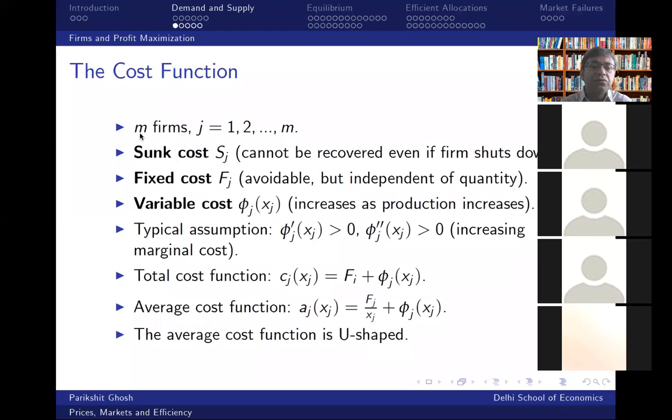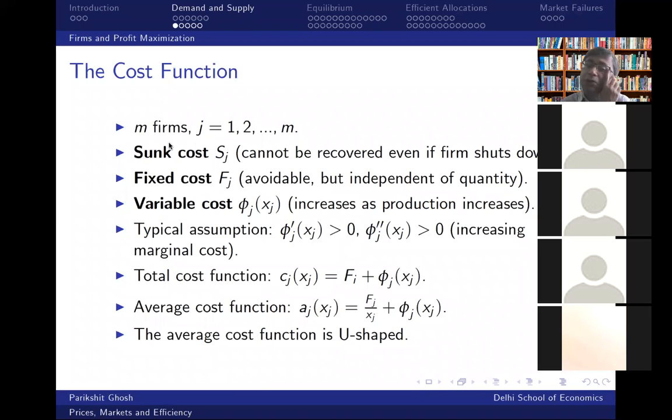Okay, so there are M firms in this market, let's assume. They're indexed by J. J goes from 1 to M. Firms, of course, have costs of production, right? What are we going to assume about the objective of the firms? Well, the standard starting assumption is that firms are profit maximizers, right? They're in the market to make as much profit as possible.